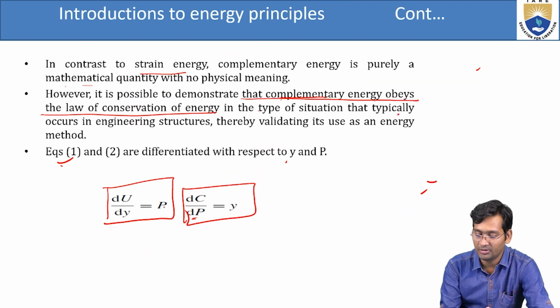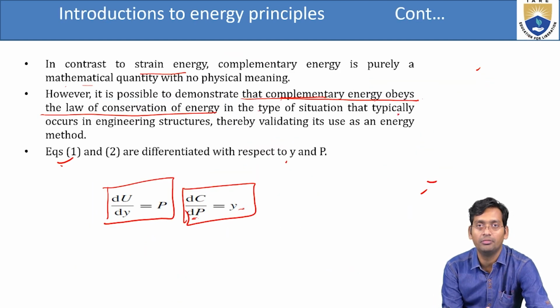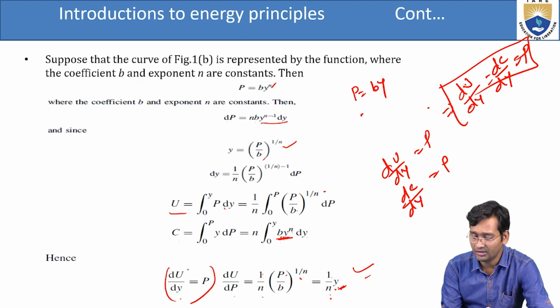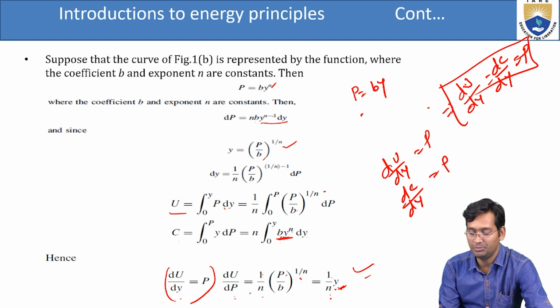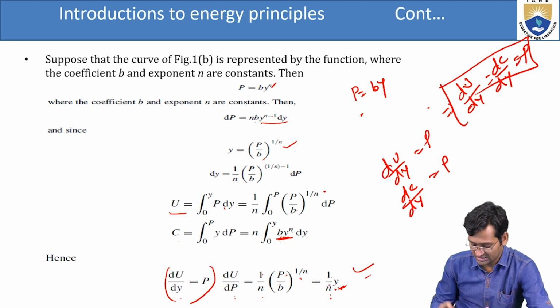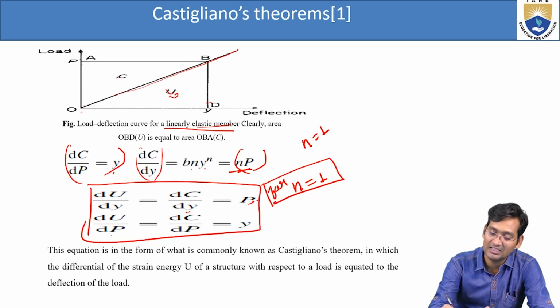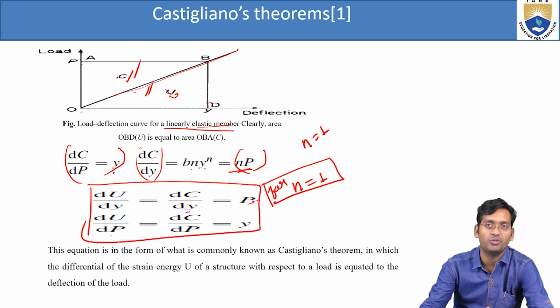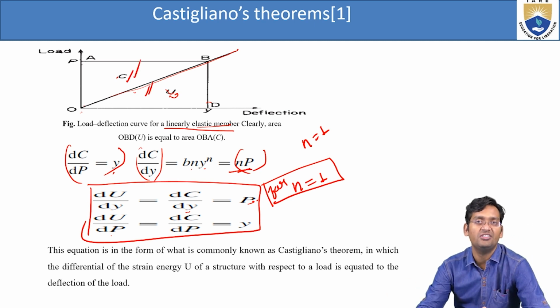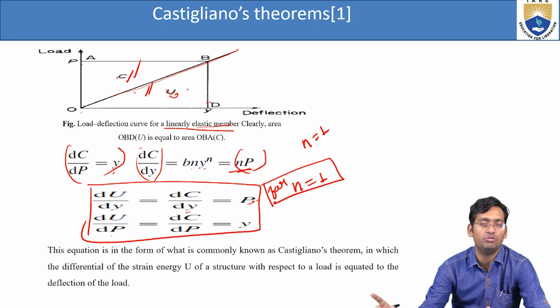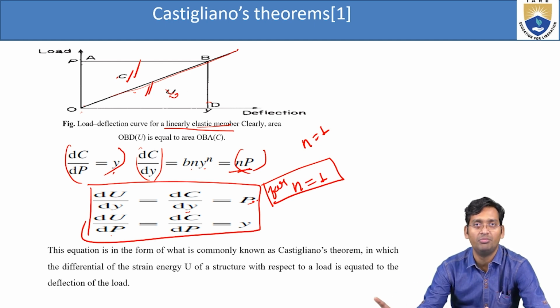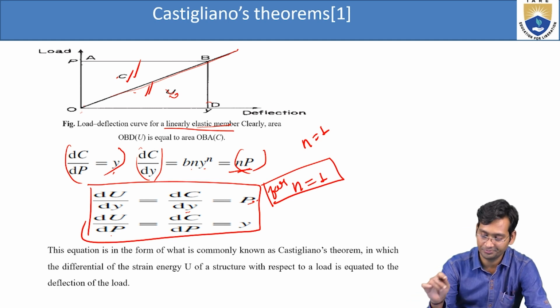And dC by dP is y, not dC by dy. dC by dP is y, and here dU by dy is P, right? And dU by dP is 1 by n y. So here that must be the same, but in this case this will be equal to this one, but in other cases that is not necessary. If both are equal, then U will be equal to C.